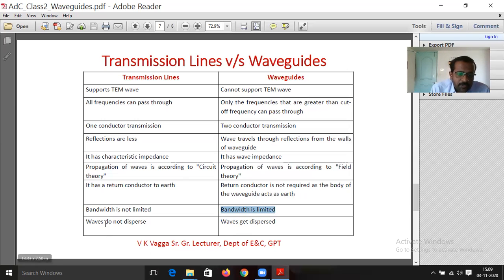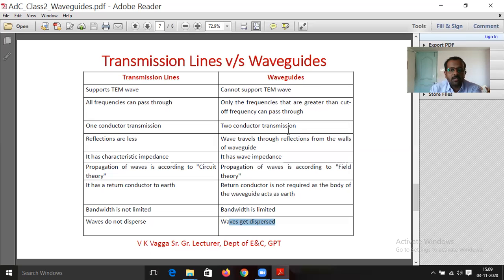And after that, if you take the waves, in the transmission line it is not going to disperse. Obviously the flow is available only in the transmission line. But in the waveguides it can be dispersed. It can enter into the waveguide, and it can also come outside from the waveguide if it has an open end. This itself is the difference between the transmission lines and the waveguides.